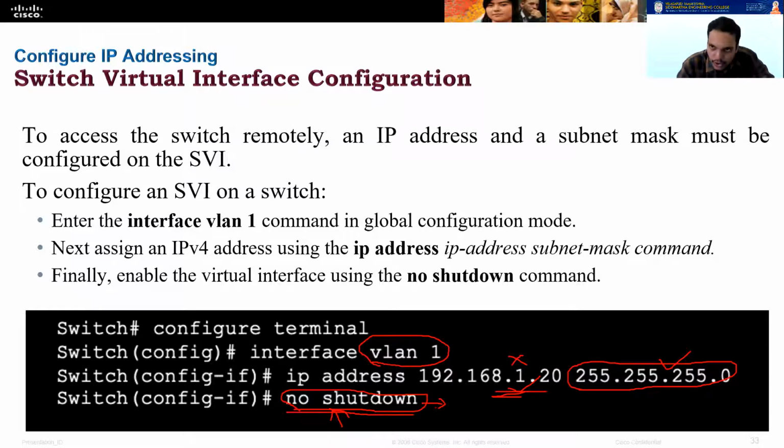And if anybody asks you a question regarding why SVI is needed, please remember one thing. For a device to be accessed through the network, it has to have an IP address. Similarly, in order to remotely access a switch, it also has to have an IP address. For that reason, we are assigning an IP address to the switch, which is nothing but your SVI interface. So to assign the IP address, you enter these three commands. So this is regarding your SVI.